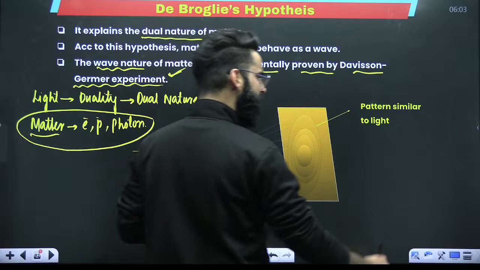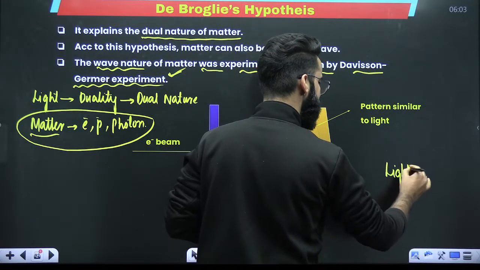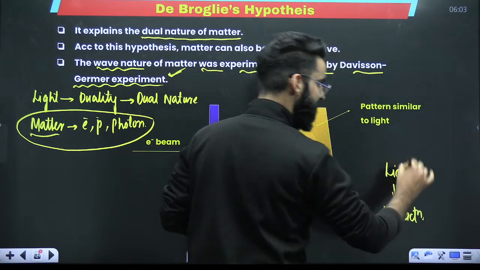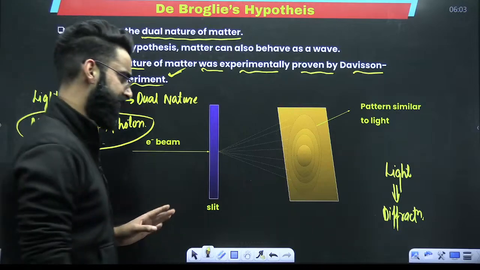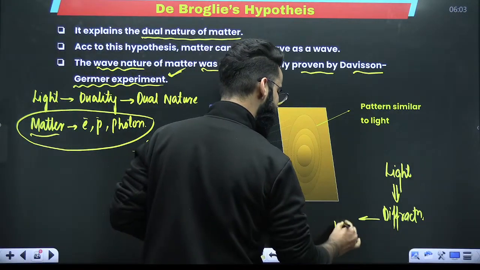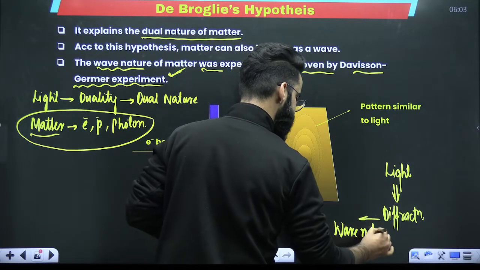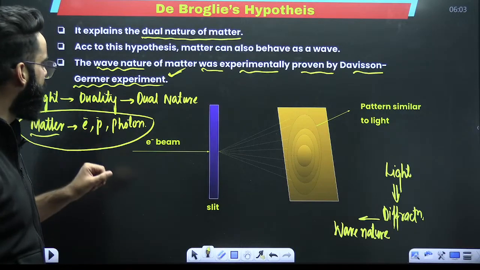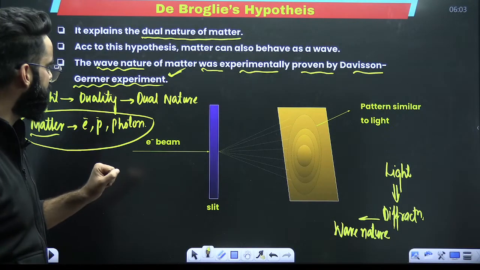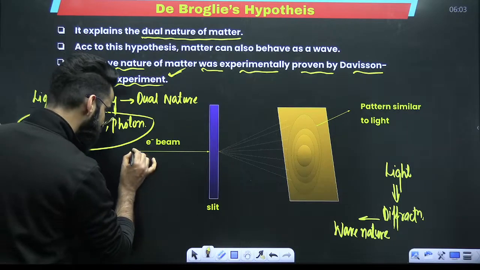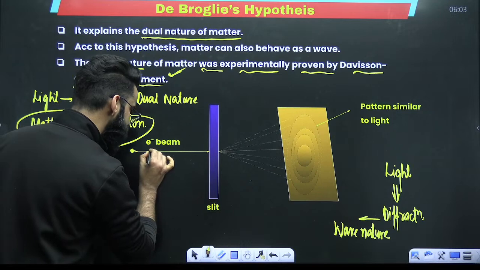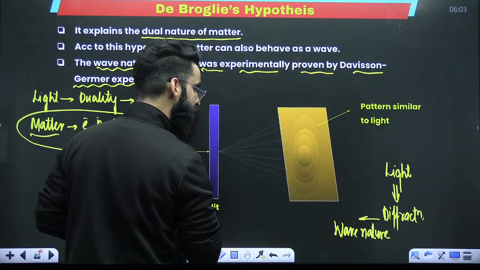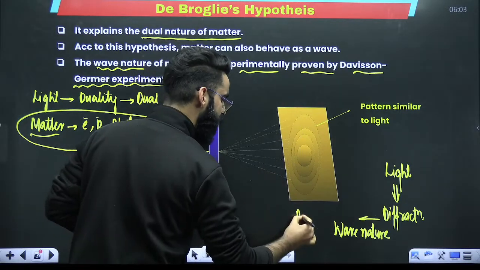See guys, light shows a phenomenon that's called diffraction, and diffraction is explained by considering light to have the wave nature, right? Now what happens over here in the Davisson-Germer experiment? My dear students, over here you are going to take a beam of electrons. This beam of electrons you are going to pass through a slit, right? And over here you have kept a photographic plate, for example.